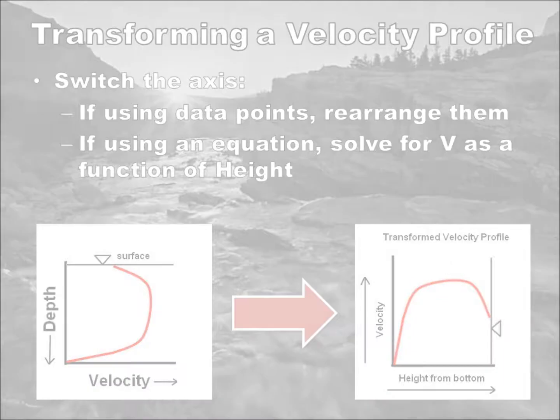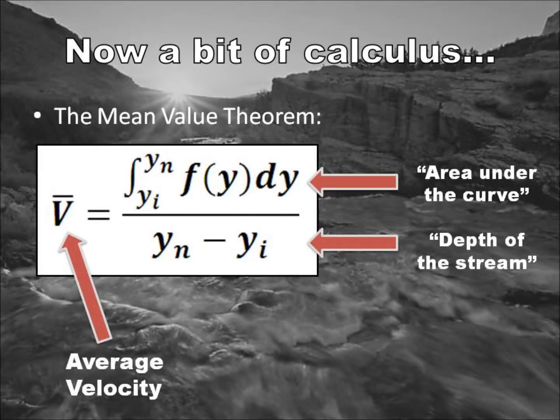take the absolute value. The mean value theorem is a way of using calculus to find the average of a complex function. In our case, we are looking for the average velocity. To use the mean value theorem, first find the area under the transformed curve. Then divide this value by the depth of the stream.